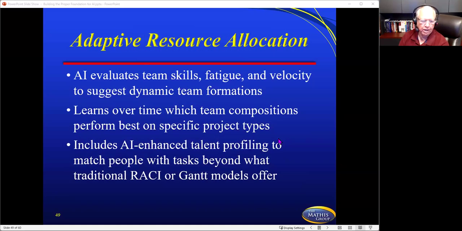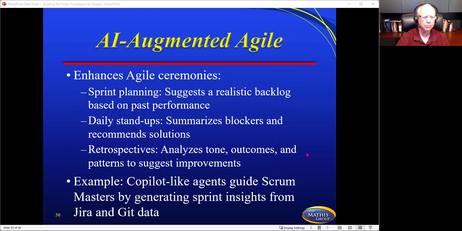Also, adaptive resource allocation. AI evaluates team skills, fatigue, and velocity to suggest dynamic team formations. It learns over time which team compositions perform best on specific types of projects. It includes AI-enhanced talent profiling to match people with tasks beyond what traditional RACI or Gantt charts might offer. And so it's picking up on those skills and the type of projects that person has been doing.